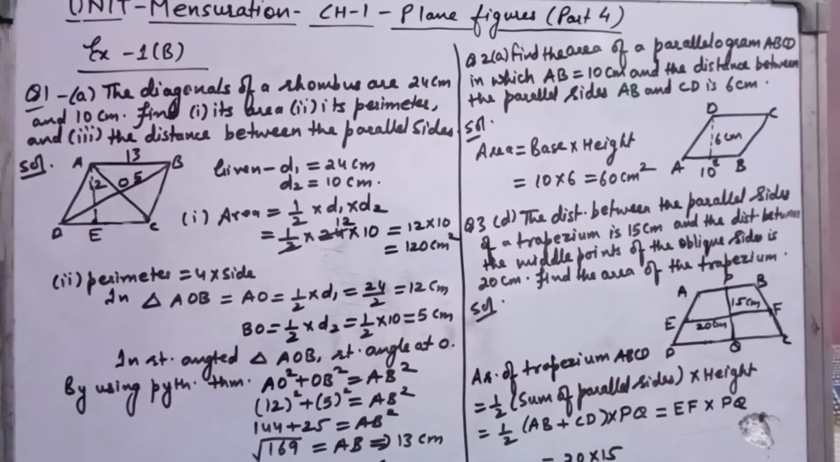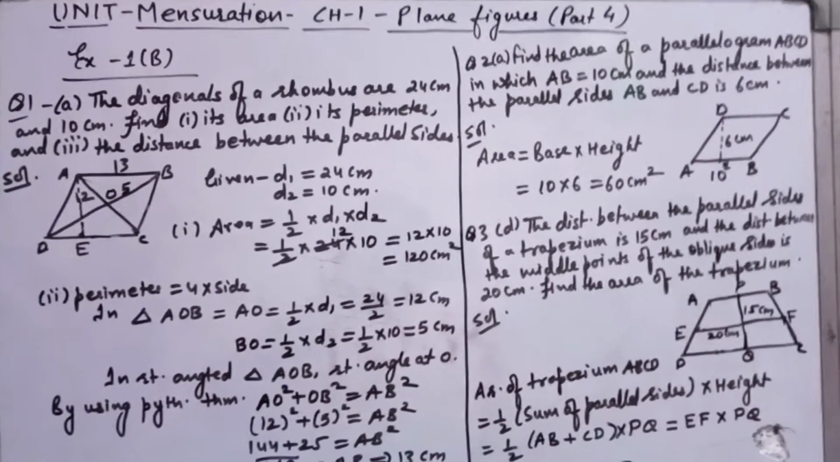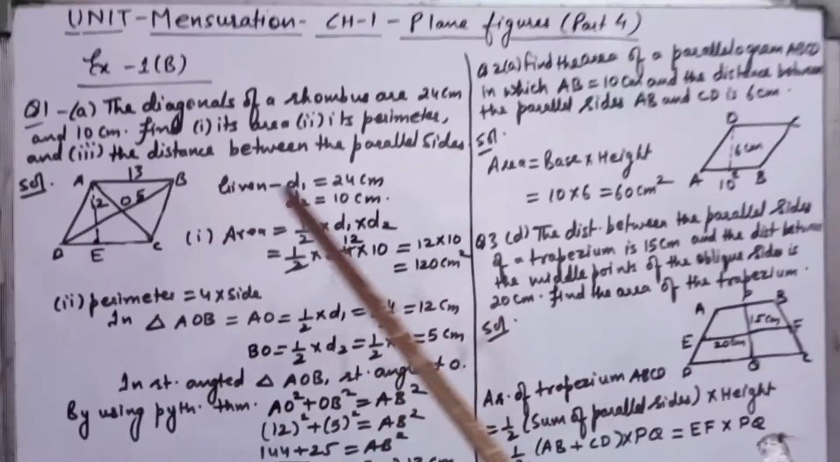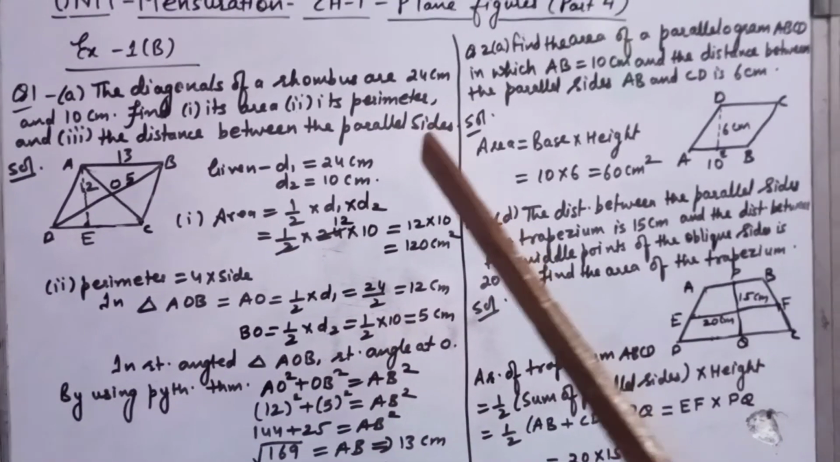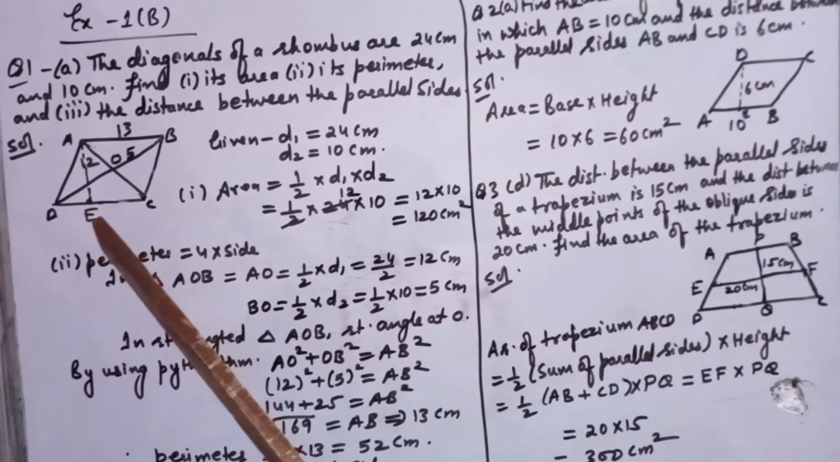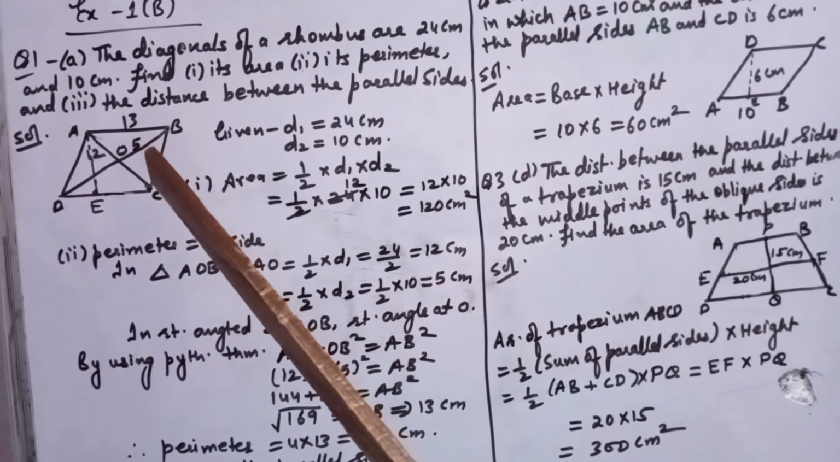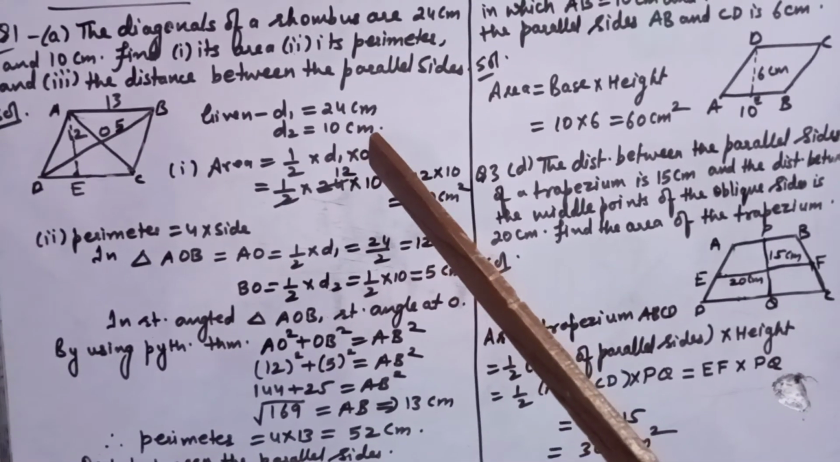So exercise 1b, question number 1a. The diagonals of a rhombus are 24 centimeter and 10 centimeter. Find its area, its perimeter, and the distance between the parallel sides. This is the figure of rhombus ABCD. Diagonals are given 24 centimeter and 10 centimeter. So given D1 equal to 24 and D2 equal to 10 centimeter.